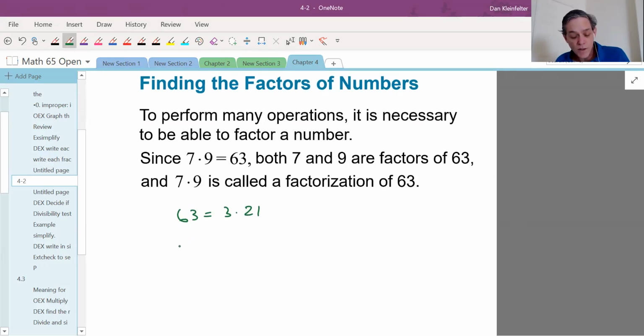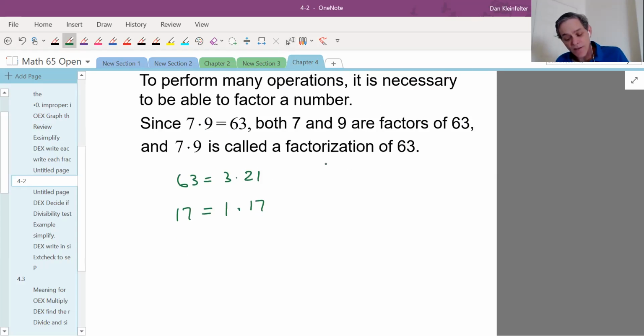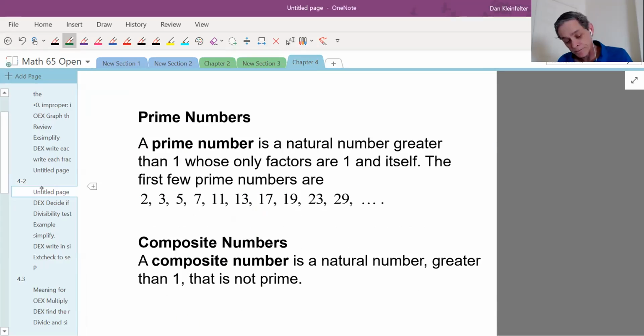Of course, also any number has 1 as a factor. For example, 17 is 1 times 17. Because every number times 1 is equal to itself, you could say that 1 is a factor for every number. To save time and energy for the rest of this video, I'm going to skip that. So from now on, just know that every number has 1 as a factor. The process of finding factors is called factorization or factoring a number.